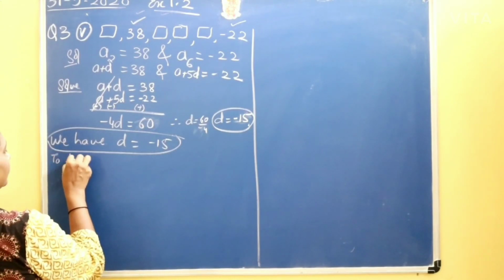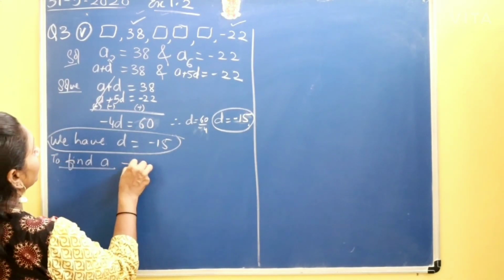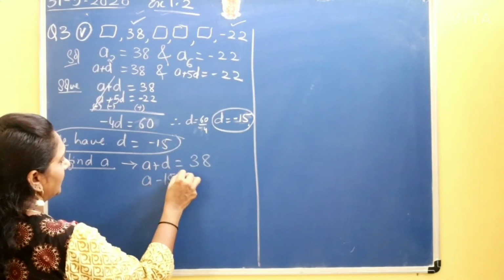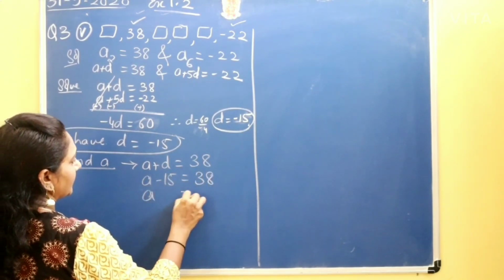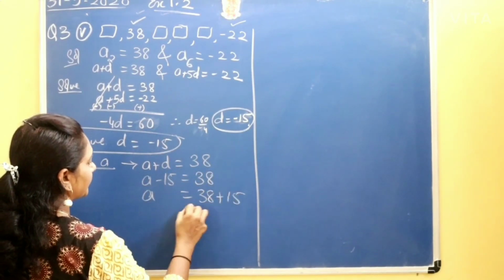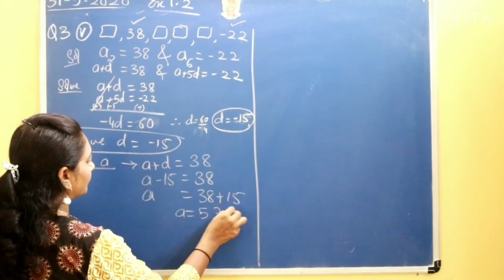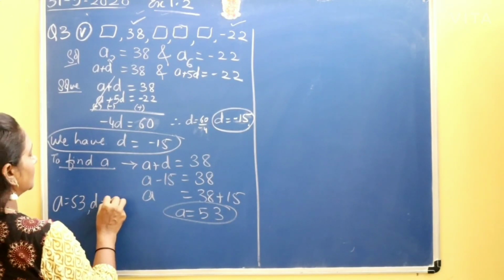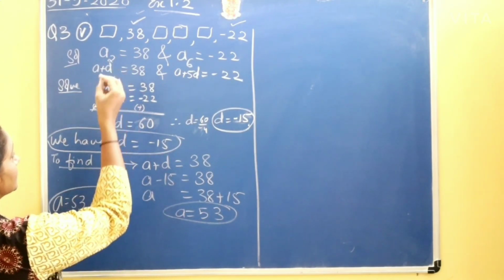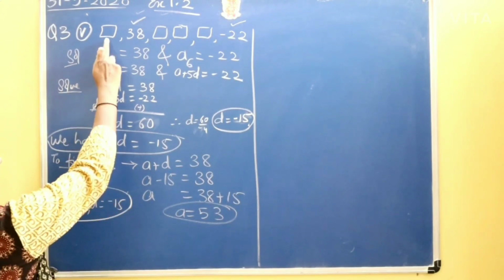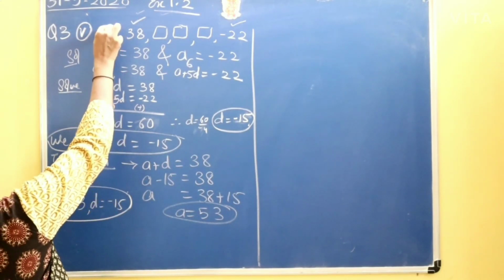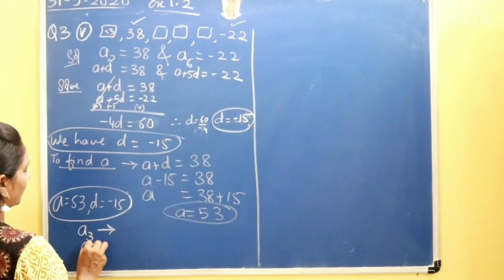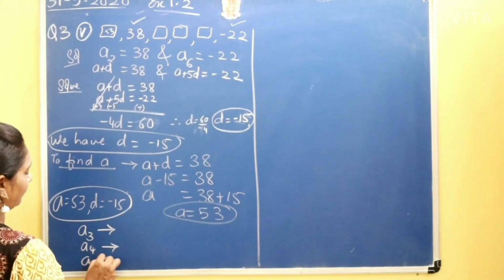To find A, what do we do? We have A plus D is equal to 38. Substitute the value of D. You will get A is equal to 38 plus 15, 53. So you got A is equal to 53, D is equal to -15. Then you find out the missing terms. Here we got 53, this is A2. You find out A3, A4 and A5.